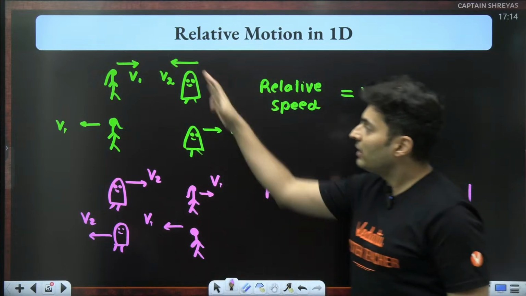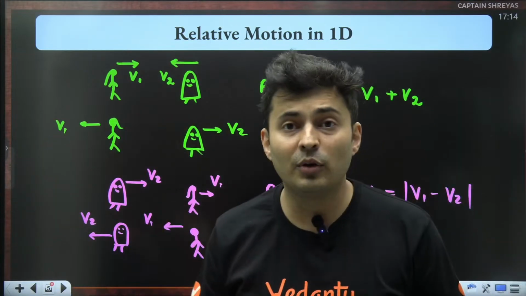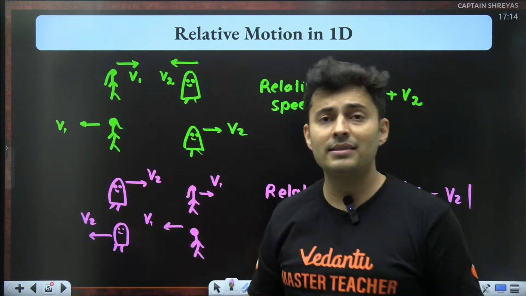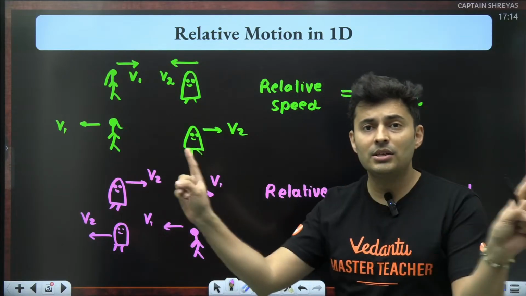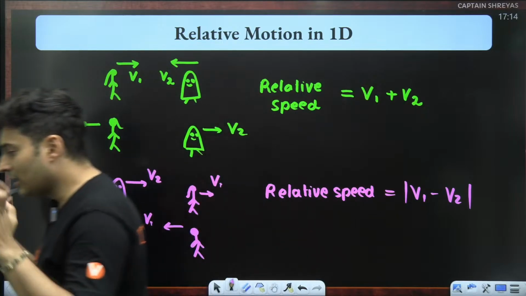Okay, so I hope you understood. These are the only 4 possibilities. Apart from these 4 possibilities, there are no other possibilities in relative one dimension motion.